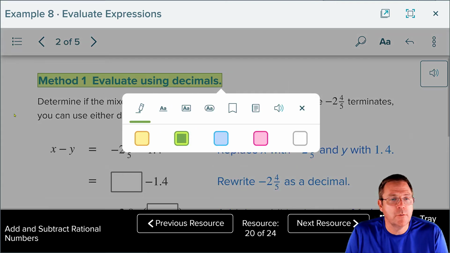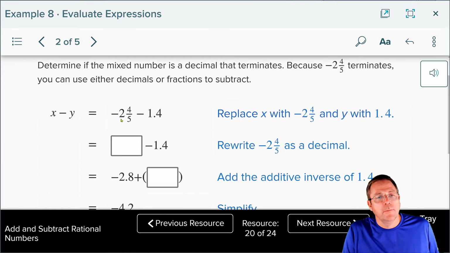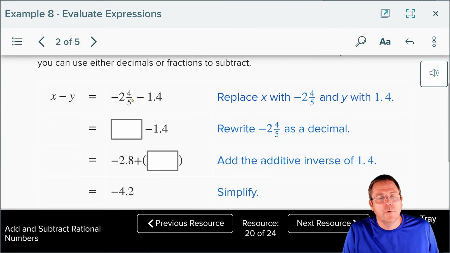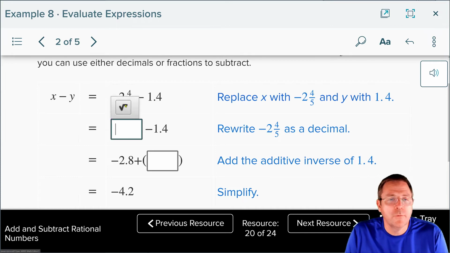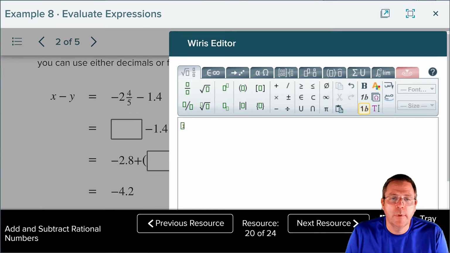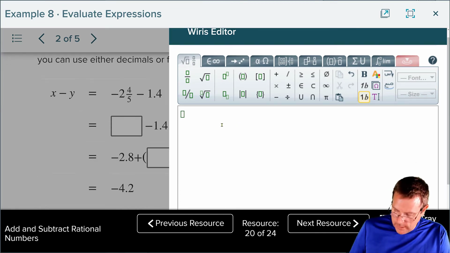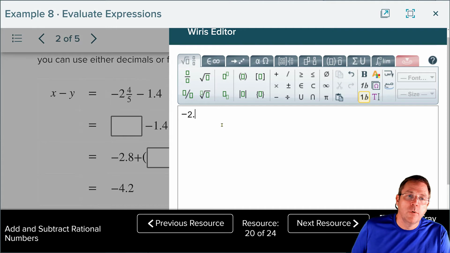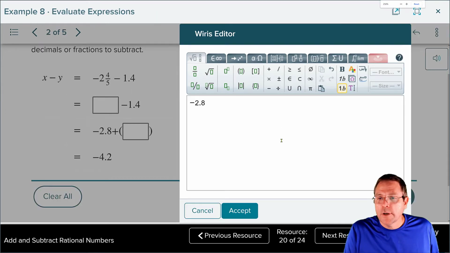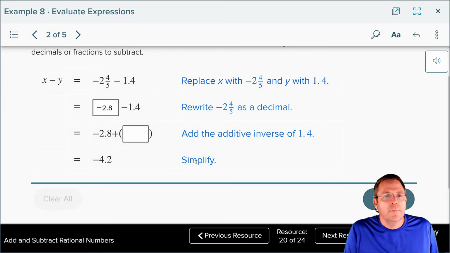I think we can do that. So we're going to take the original problem where x was negative 2 4/5, and y was 1.4. Negative 2 4/5 as a decimal is going to be negative 2.8. And let me zoom back down so I can actually find my thing. There we go.